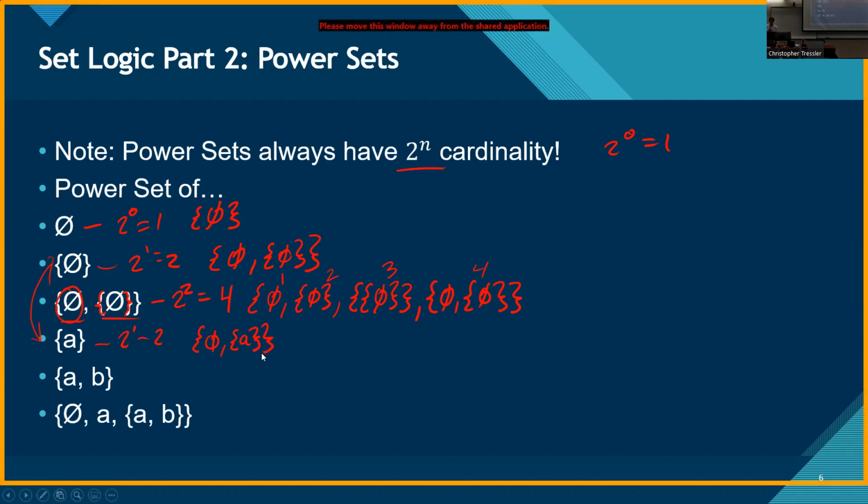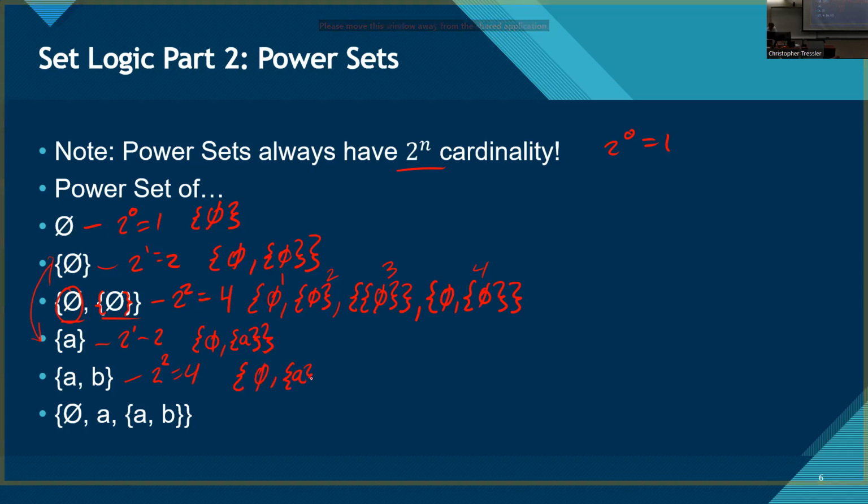Gosh, my handwriting is like, these brackets are killing me, but it's okay. So how many do we have here? We have 2 to the power of 2, which is going to be 4. So then right here, we're going to have the null set, we're going to have A, B, we're writing out our individuals, and then we're going to have A and B.